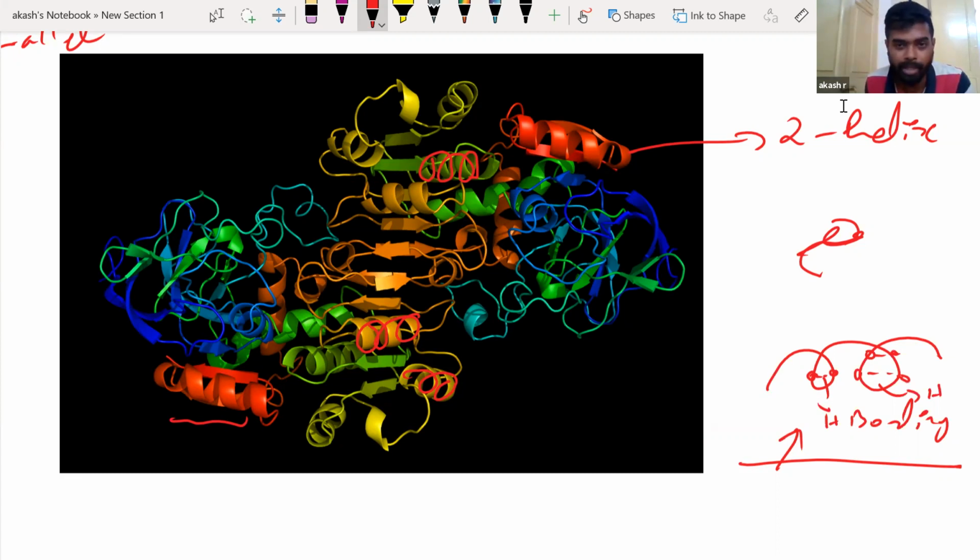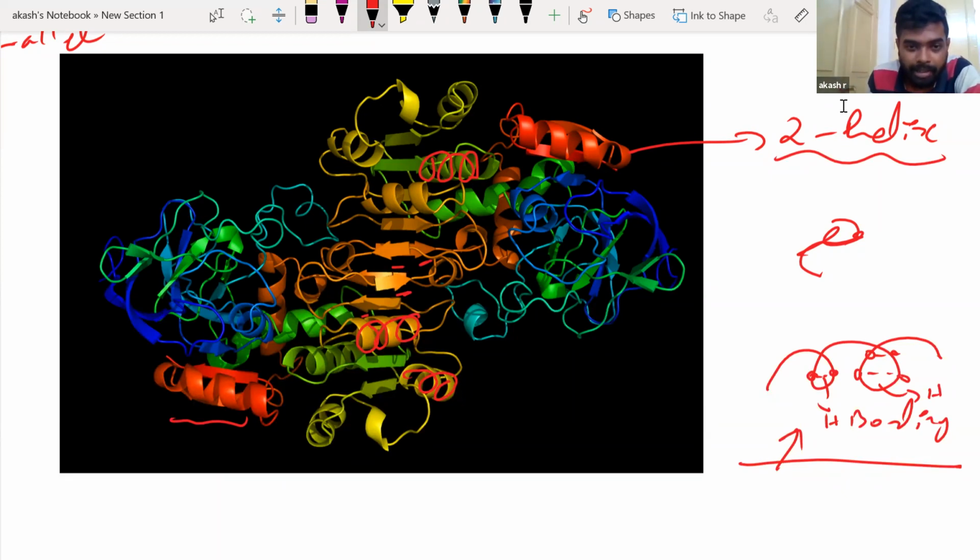Are you able to understand what I'm trying to say? Why they are winding themselves is because in suitable positions, you have hydrogen bonding possible. That's why they shift like this. These are what are called alpha helices. Then what I told you is about beta pleated sheets. Wherever you see an arrow mark, here, here, here, all these are going to be beta pleated sheets.